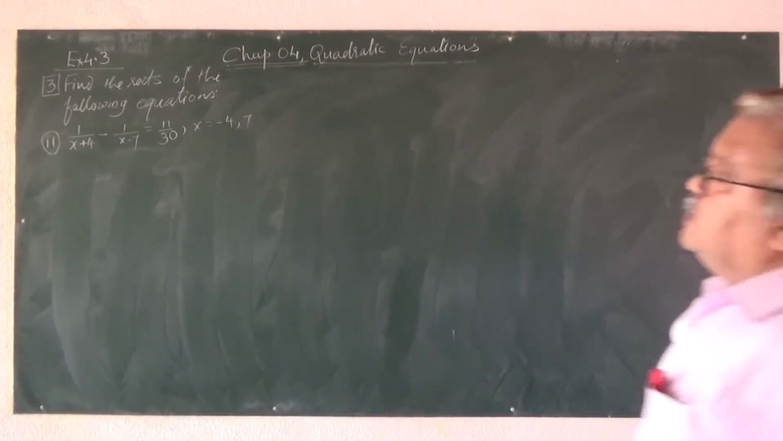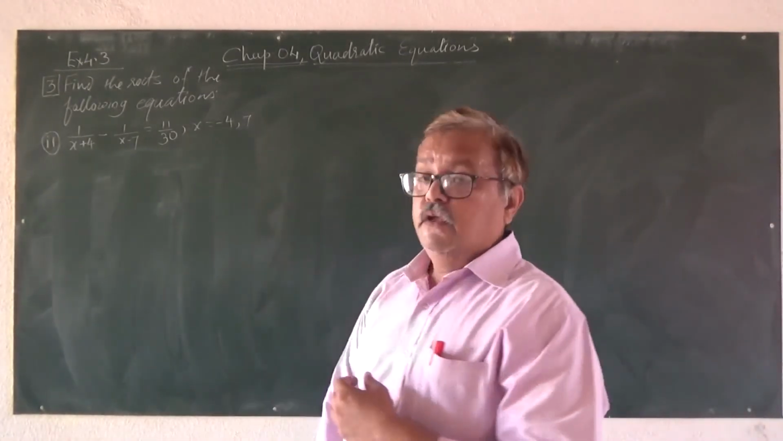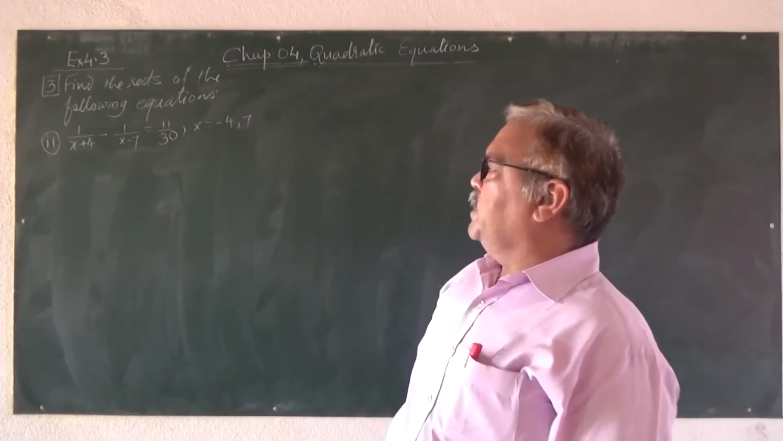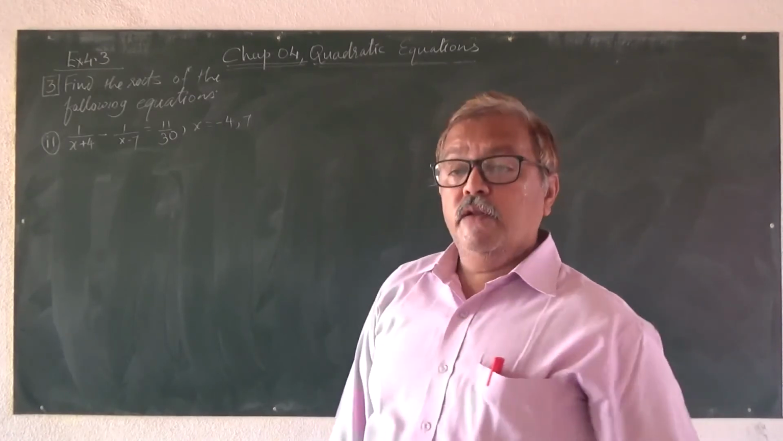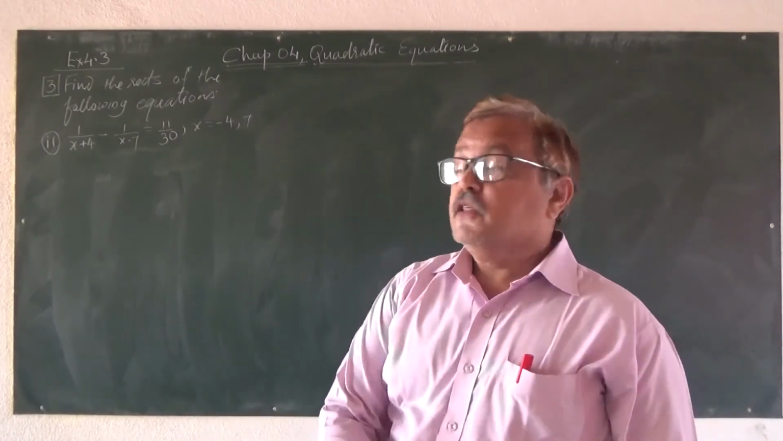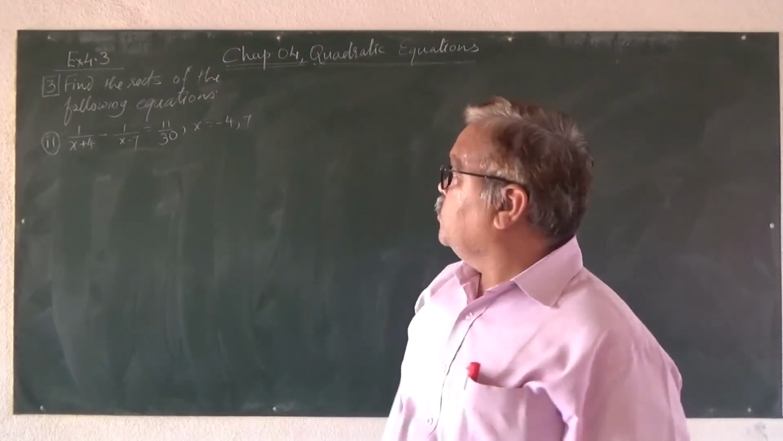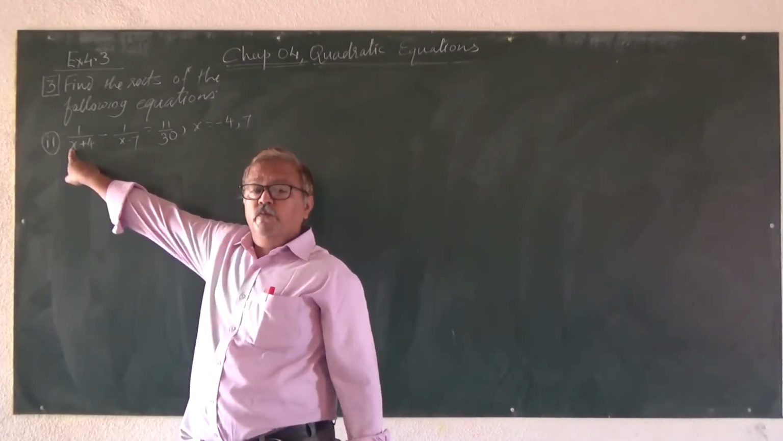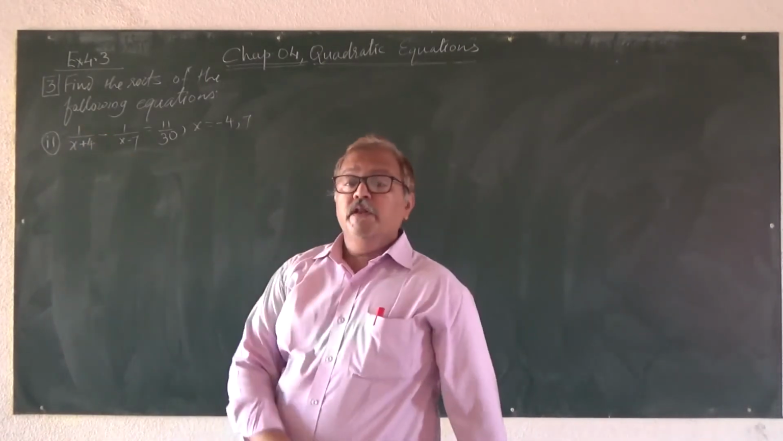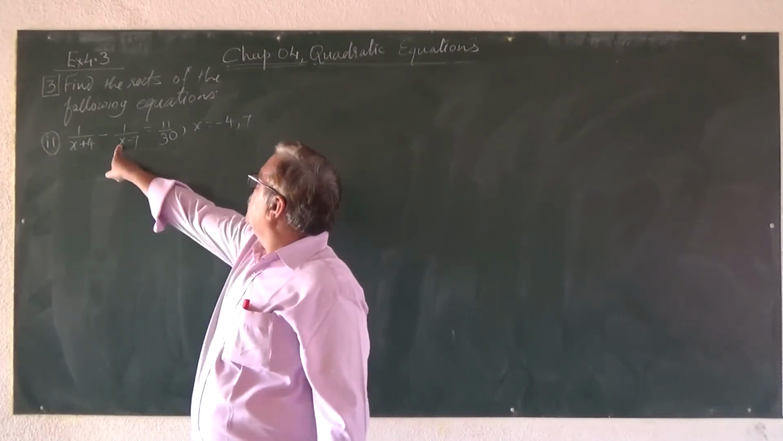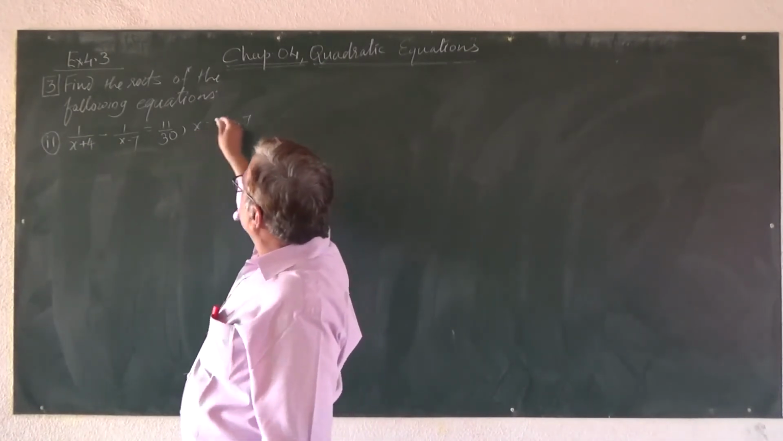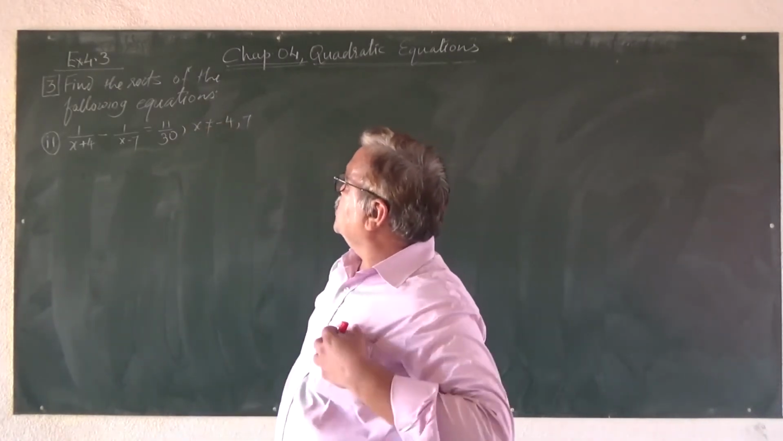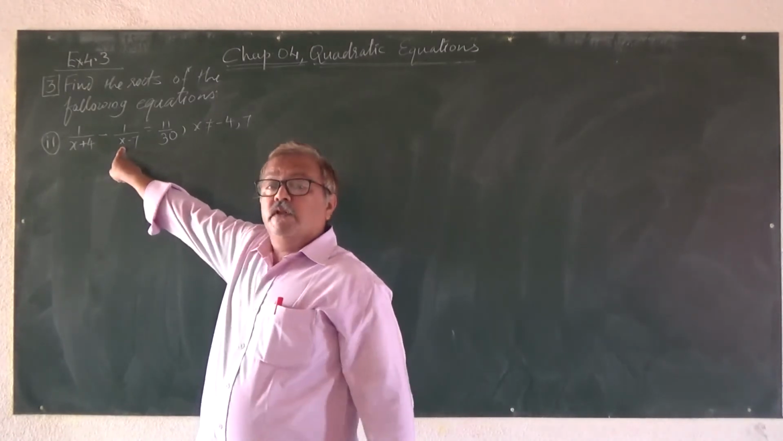Let us see the second sub question of 3. Solve 1 upon x plus 4 minus 1 upon x minus 7 is equal to 11 upon 30. Condition: x is not equal to minus 4 and not equal to 7 also. Why? Because if you put minus 4 here, minus 4 plus 4 will be 0, so you cannot divide any number by 0. Same way, x is not equal to 7, because 7 minus 7 will be 0.